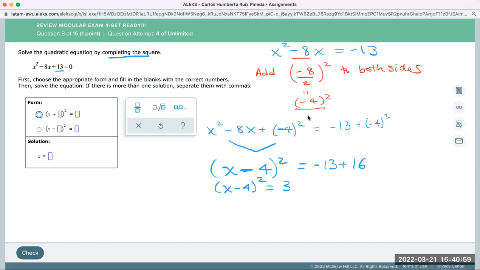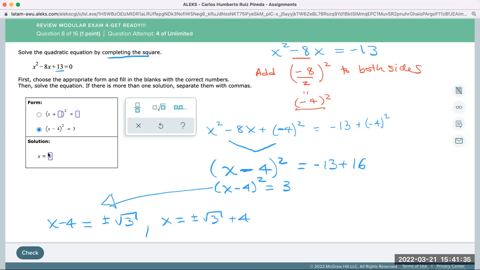Okay. Now we need to choose which form we got, the first or the second. We got the second. So (x minus 4) squared equals 3. And after this, we need to find the solutions. How? By taking the square root to both sides. So when we take the square root of the left side, we are left with x minus 4. And then on the right side, plus minus the square root of 3. Okay? We isolate the x. The 4 goes to the other side positive: x equals plus minus square root of 3, plus 4.